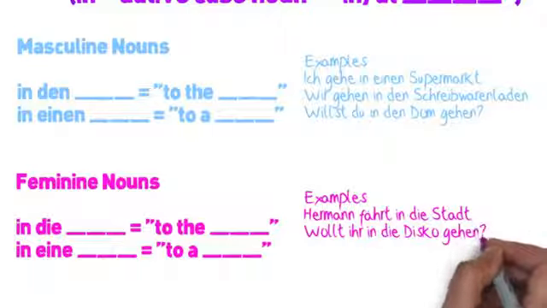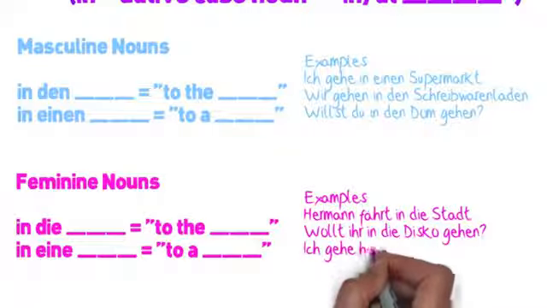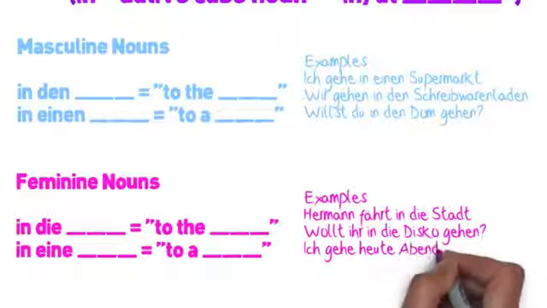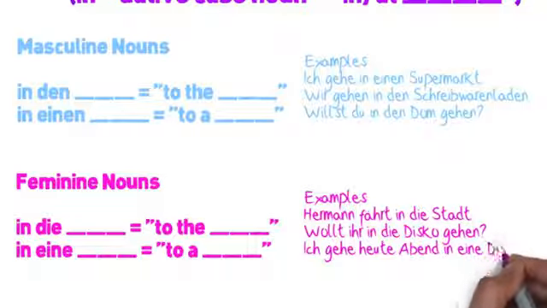Wollt ihr in die Disco gehen? Do you want to go to the disco? Ich gehe heute Abend in eine Disco. I'm going to a disco this evening.